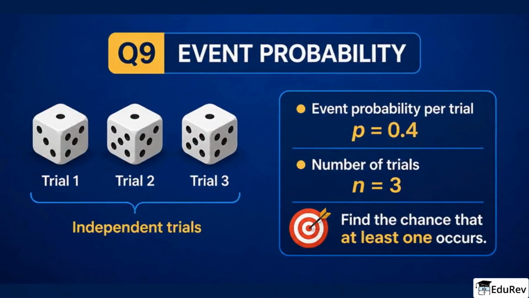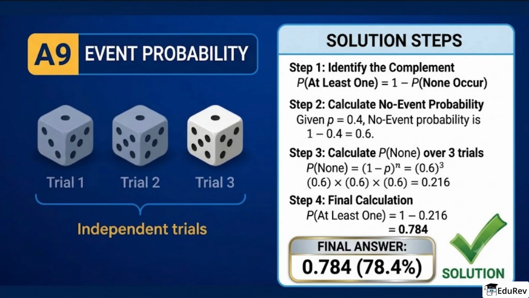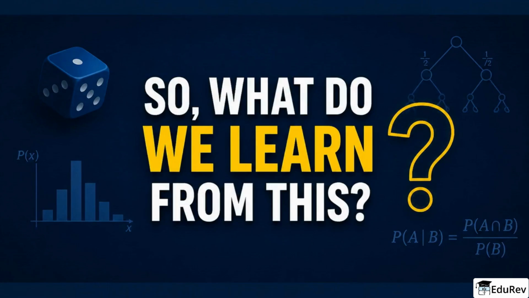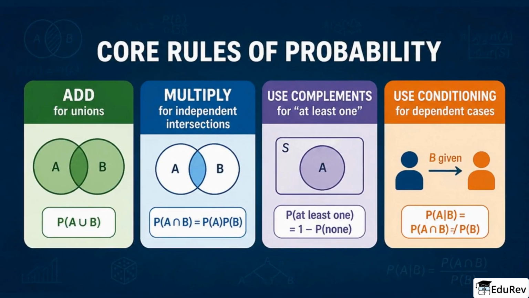Question number 9 has event probability 0.4 each trial for 3 independent trials. The chance at least one occurs is 1 minus the complement. 1 minus quantity 0.6 cubed equals 0.784. What do we learn from this? We learn the basic rules. Add for unions with correction, multiply for independent intersections, use complements for at least one, and use conditioning for dependent cases.